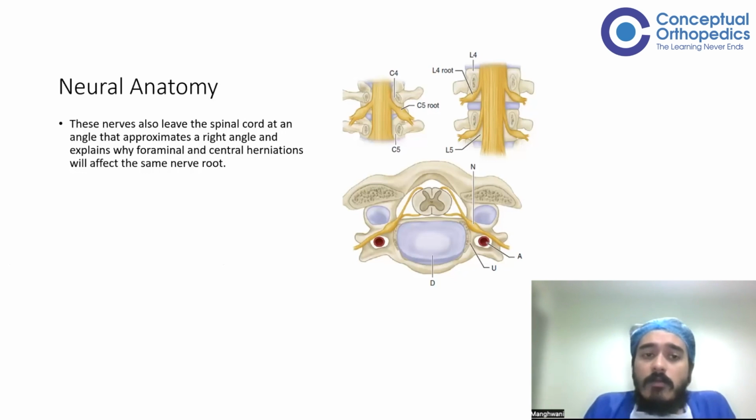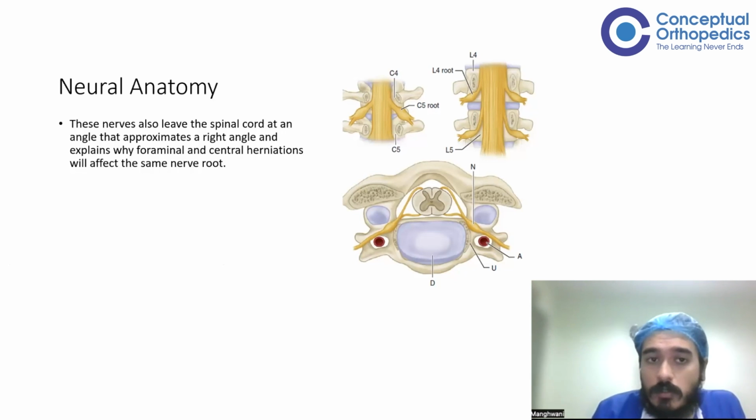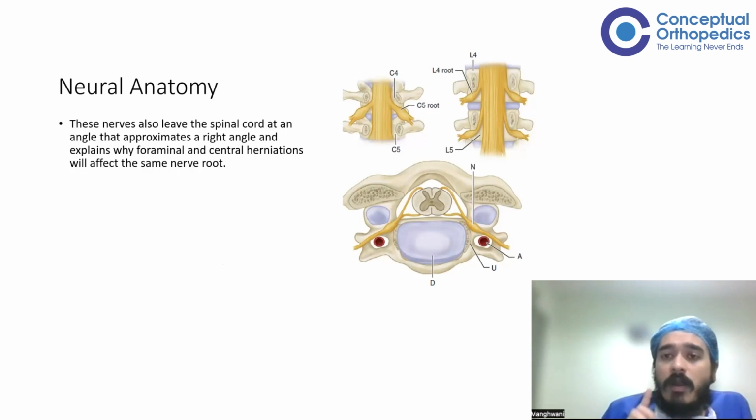Now, coming to the main discussion, which is the anatomy, because this particular embryology we are going to discuss in future as well before we wind up with our osteology. So now, one important thing about the nerves in the cervical spine as compared to the nerves in the lumbar spine is how exactly they exit.